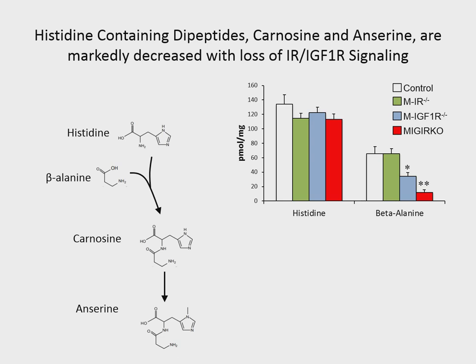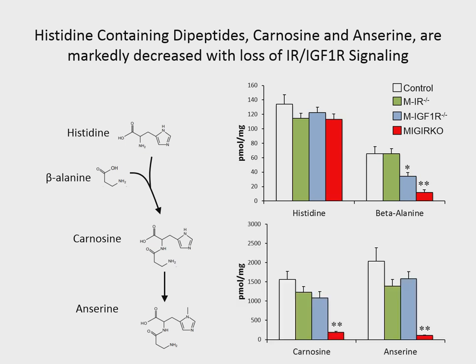When we looked at these contents within the muscle, we found that histidine was not changed between the 4 groups, but beta-alanine was specifically decreased in the IGF and the double knockout muscle. Further downstream, carnosine levels were decreased nearly 90%, or over 90%, as well as anserine, compared to control mice in the double knockout. And these confirm some of the pathway analyses we showed before.